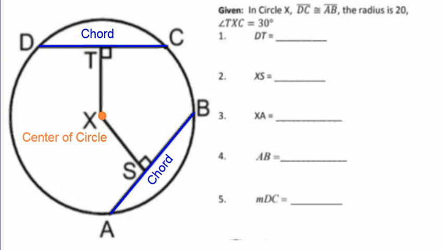So then, a couple other things that we know. If the chords are congruent to each other, then their intercepted arcs would be congruent as well. So the measure of arc AB would be congruent to the measure of arc DC.